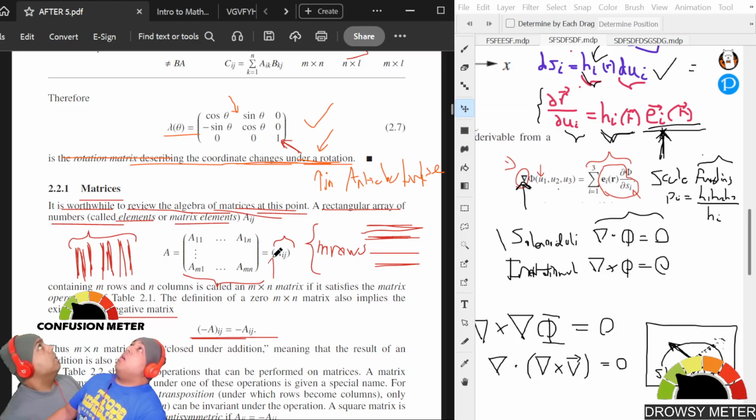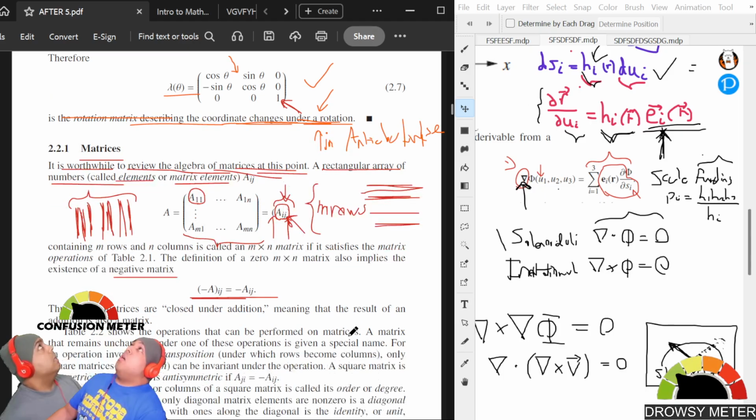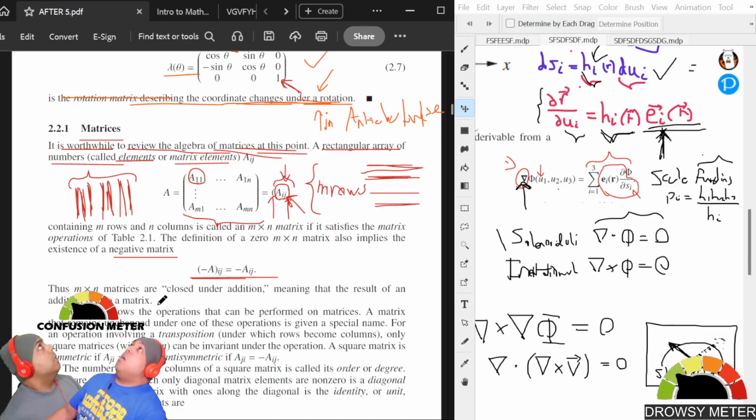Maybe Aij needs to be inside a bracket, because to me this just looks like a specific element. But maybe because i and j are indices, this means that this is actually a matrix in disguise. I'm not sure. A rectangular array of numbers, Aij. Thus m times n matrices are closed under addition, meaning that the result of an addition is also a matrix.